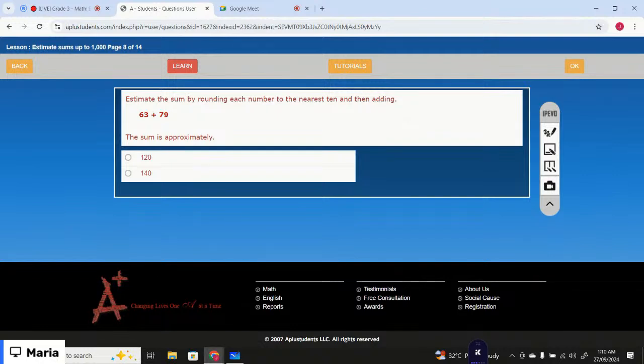Estimate the sum by rounding each number to the nearest 10 and then adding 63 plus 79. Which is the correct option? That is 140. Option number 2 is the correct option.